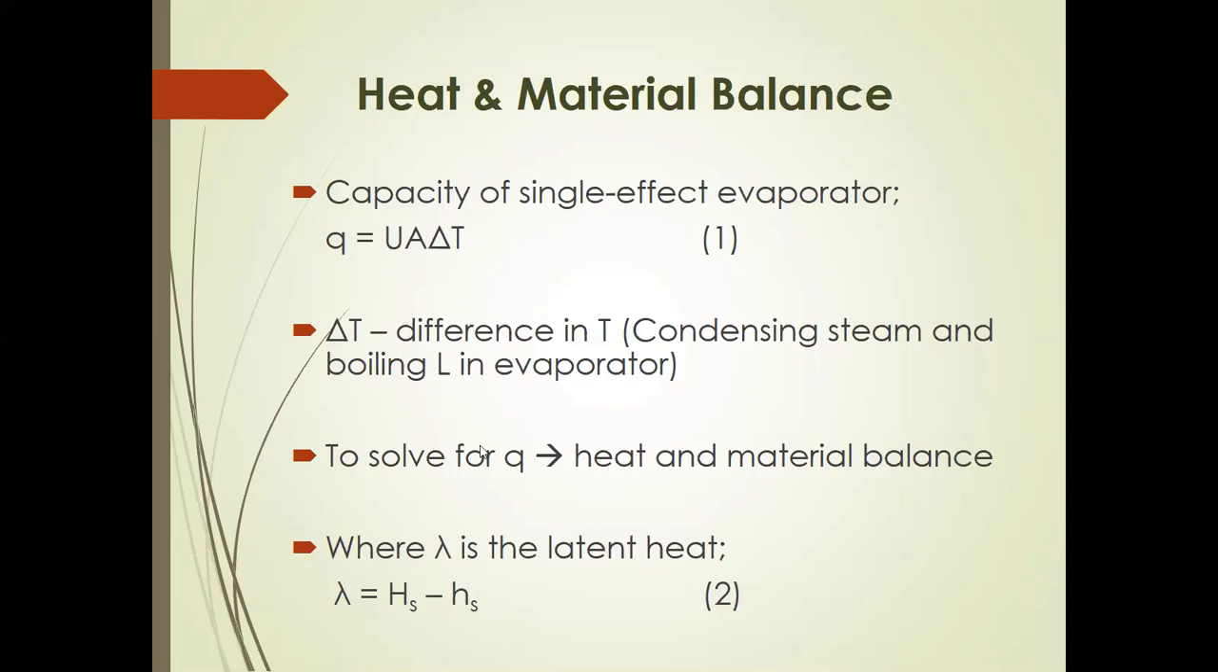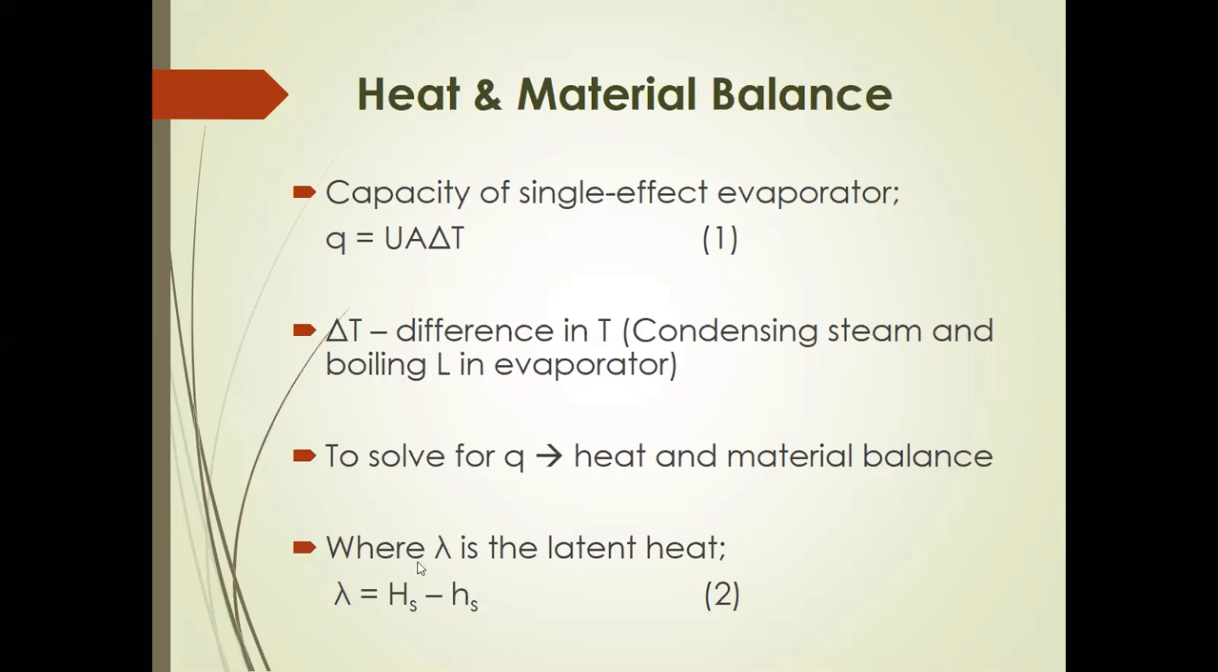Now, to solve for the Q, there is a need for you to do both material and energy balance. Both material and energy balance are needed for the Q to be determined, unless the amount of steam is already known. If the amount of steam is already known, you only need to get the latent heat of evaporation of your steam. If you multiply it by the amount of steam, that is also the same Q as this one, which I will be showing to you in a little while.